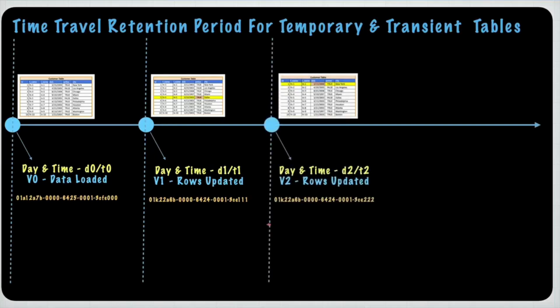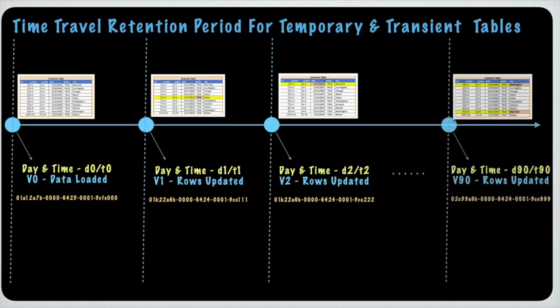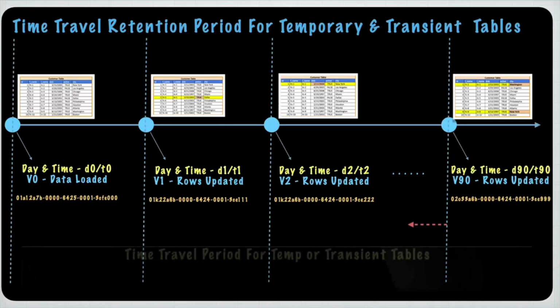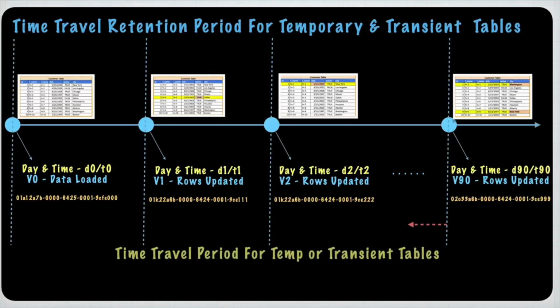As you move to the next day, the next ETL operation happens. We would not be able to access version v0 as it is outside of the 24 hour window, or 1 day window, for a temporary or transient table. Then further ETL operations happen, and if we reach the 90th day, we would not be able to access any data from version v0, v1 or v2. We would be accessing only the current date time minus 24 hours of historical data and not beyond that window for a temporary or transient table. That is one of the biggest differences between a transient or temporary table and a permanent table.